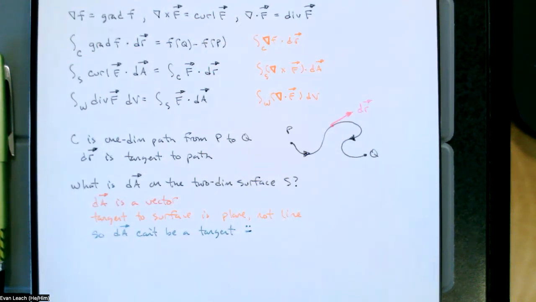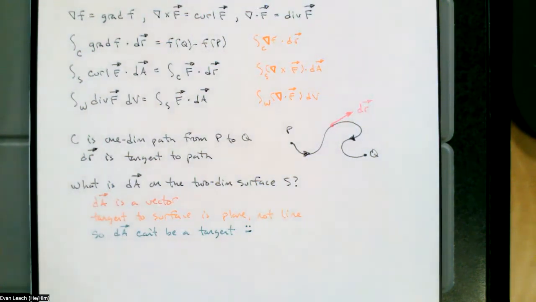Perpendicular. The only option is to make a vector perpendicular to the plane, a normal vector. So two dimensions are taken up by a tangent plane. We can describe that whole plane with a normal vector, everything perpendicular to the vector. So for a surface, this dA is going to be a vector perpendicular to the surface, or normal to the surface.